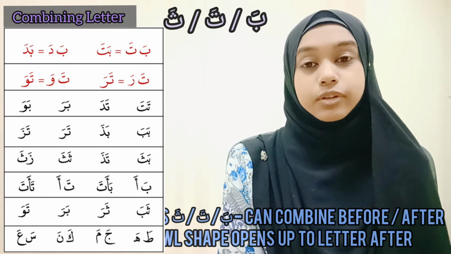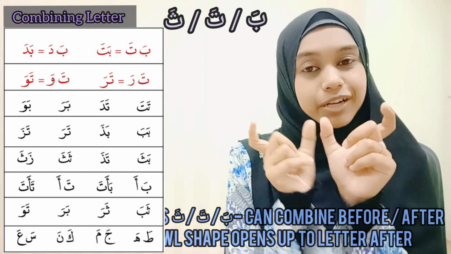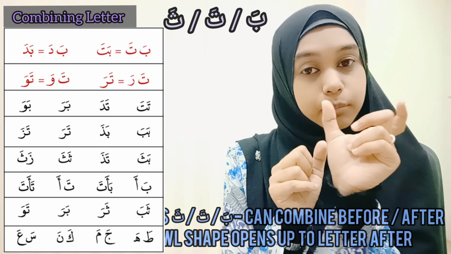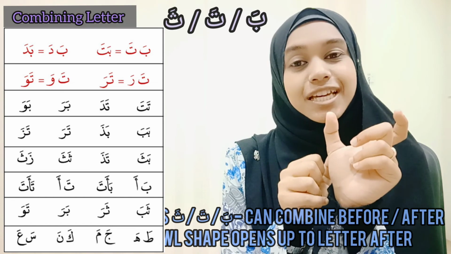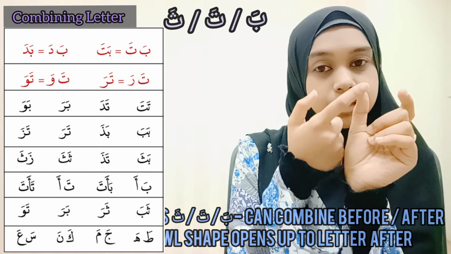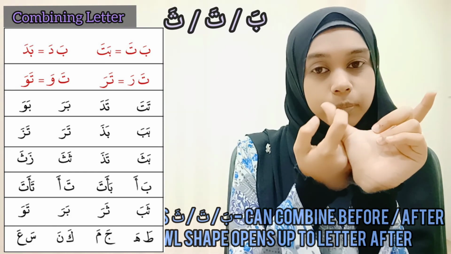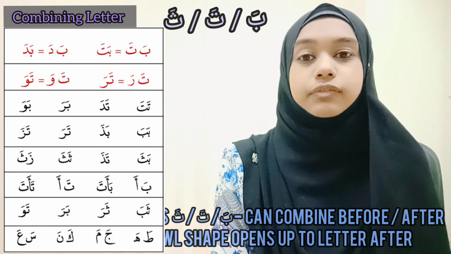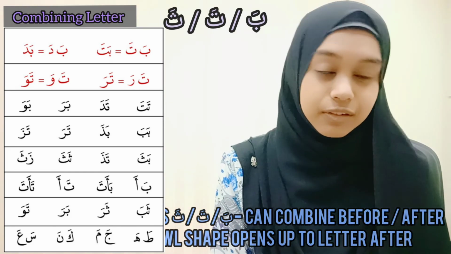So remember, when two letters combine together, we're talking about the bowl. Ba, ta and tha, your bowl becomes shorter, cut by half. And then this pattern right here, you open up to combine the letter after that. Very good. Alhamdulillah.